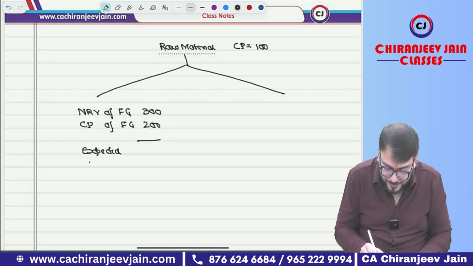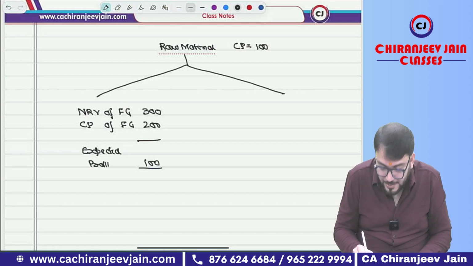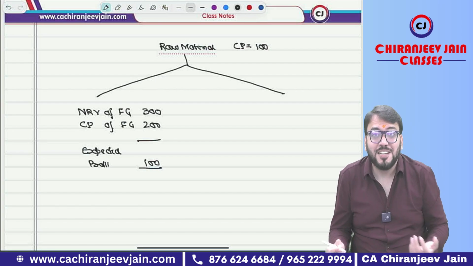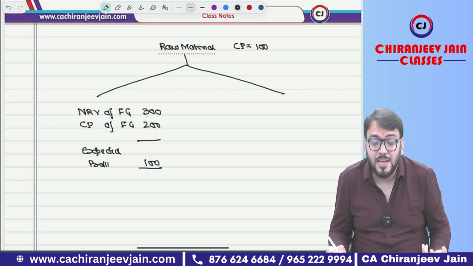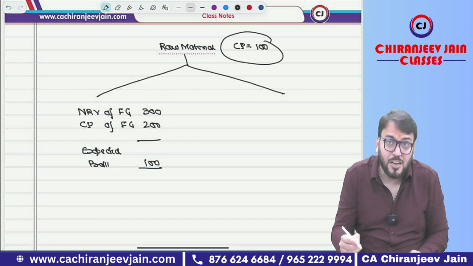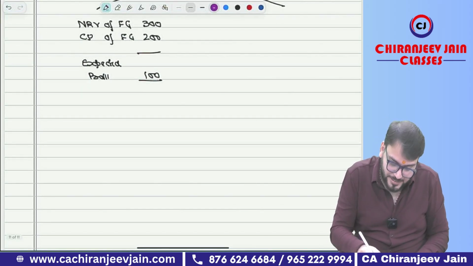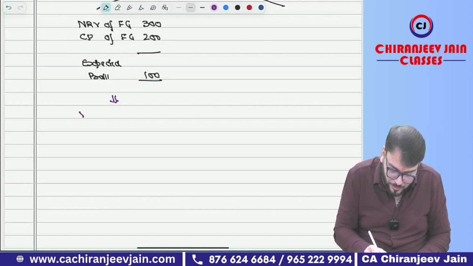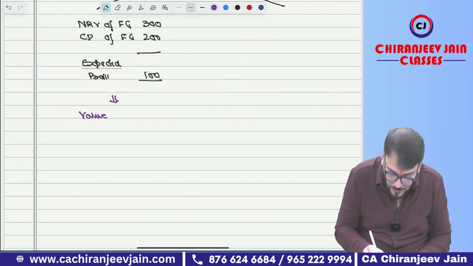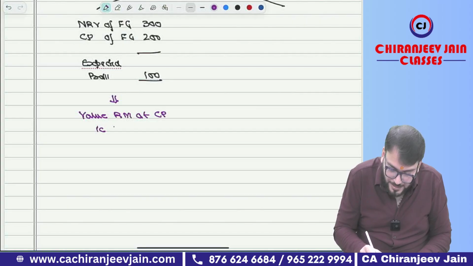There is an expected profit of 100. If there is an expected profit, the conservatism principle will not apply, and then we need to value raw material at its cost price. So in this case, value raw material at cost price, that is rupees 100.